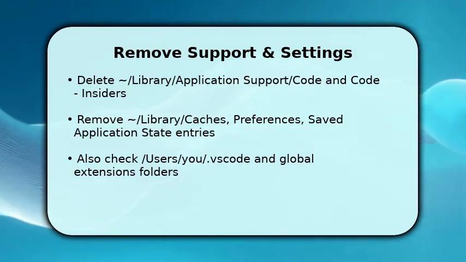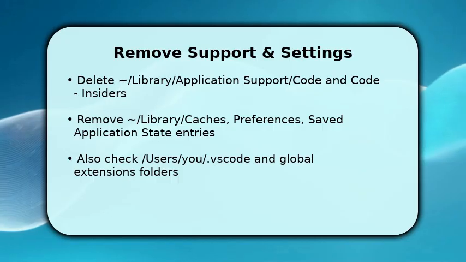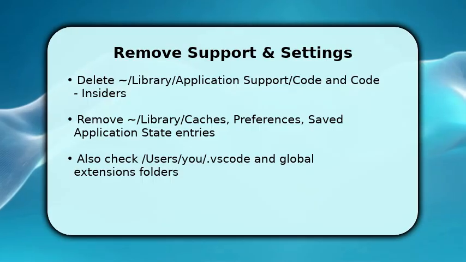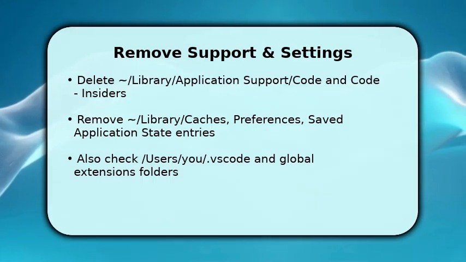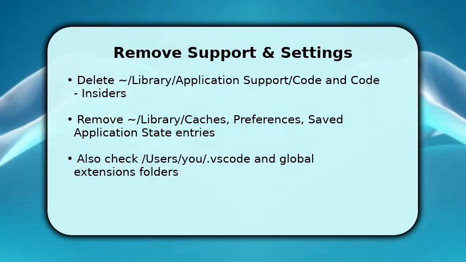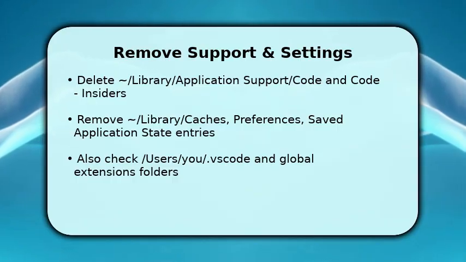Then remove ~/Library/Caches/com.microsoft.VSCode, ~/Library/Preferences/com.microsoft.VSCode.plist, and ~/Library/Saved Application State related folders to erase state and prefs. Make sure to check the hidden ~/.vscode folder in your home folder and any global extensions under /usr/local or similar. That completes the middle cleanup.